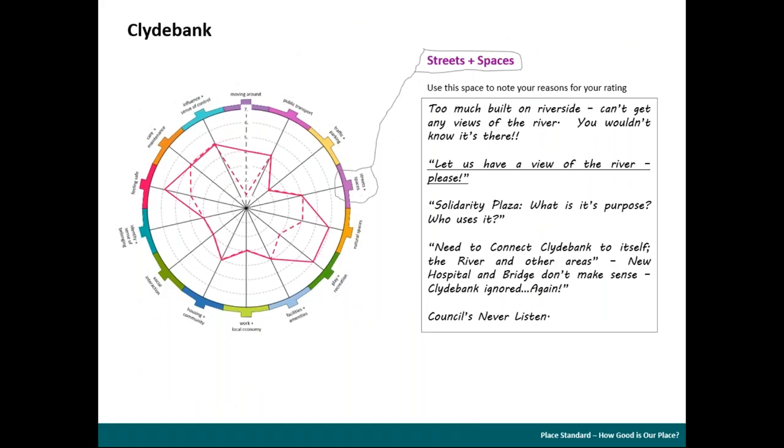Here's another example, and it's just a different way of illustrating the range of what works well and, of course, what needs improving upon. So in the compass diagram, the closer the score is to the centre, that being one, the more improvement that's required. The closer the score goes to the outer part of the circle, that's where the place is working well in the opinion of the people who, or the person who scored.